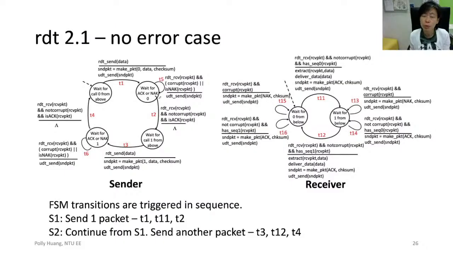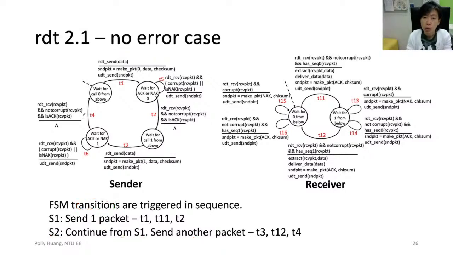Now let's use a couple of very simple scenarios to demonstrate how the sender and the receiver interact. So this is RDT 2.1, no error case, and the scenario is simply first to send 1 packet, and then second, continue and send yet another packet. So our goal is to find out all the transitions being triggered until it reaches the steady state.